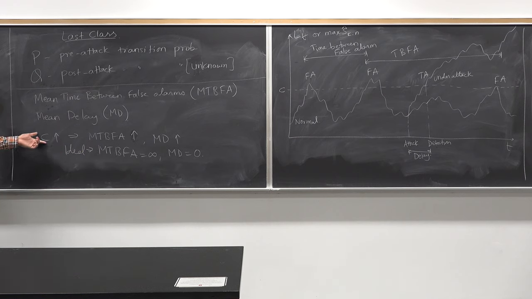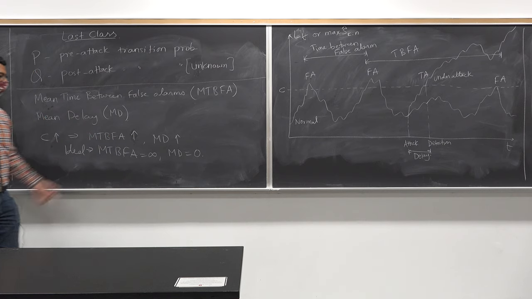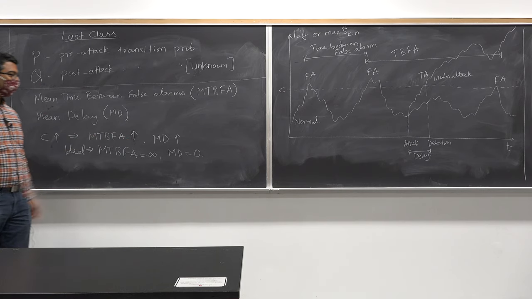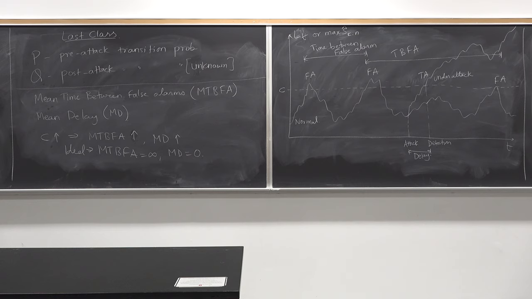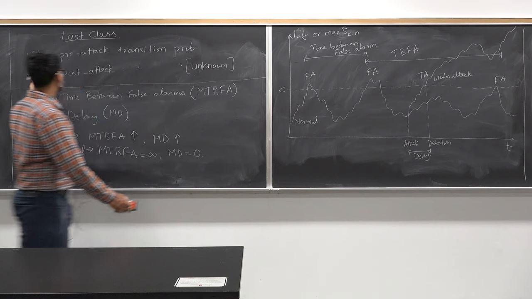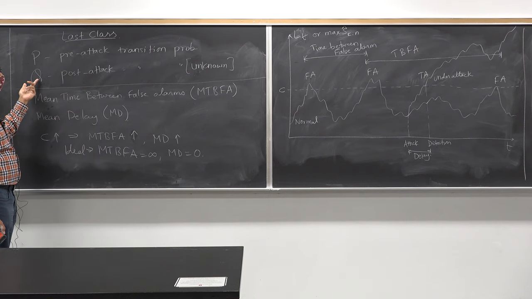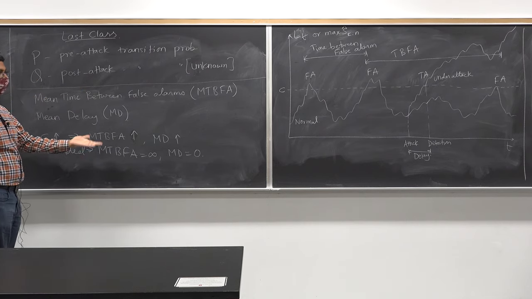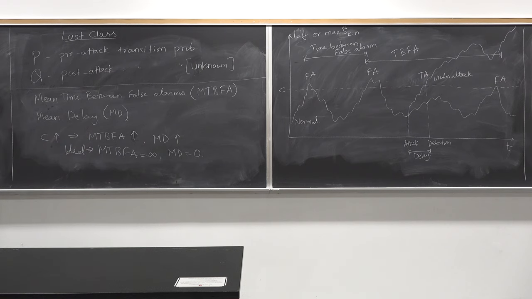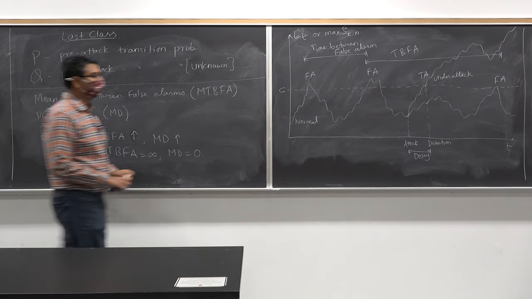But in reality, this is the only control variable you have, which is the threshold. And unfortunately, if you increase the threshold, both of these things increase. So you have to come up with the right trade-off by appropriately picking the value of C. In both situations, in the first situation where you knew the value of Q, and in the second situation where you don't know the value of Q, these trade-offs always exist, no matter what. And I hope you will make the right choice for your organization.